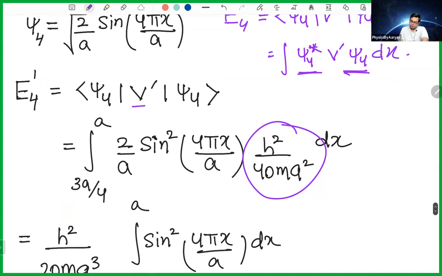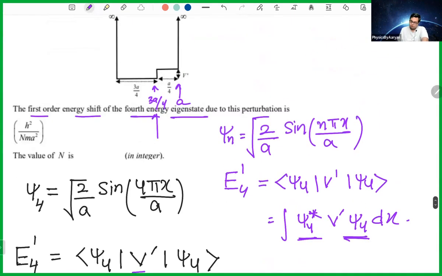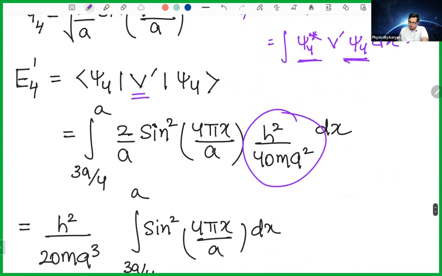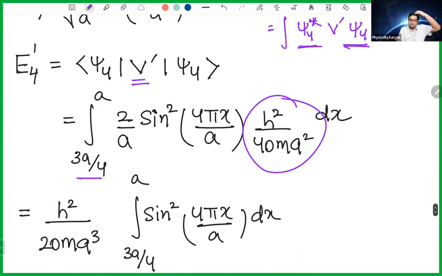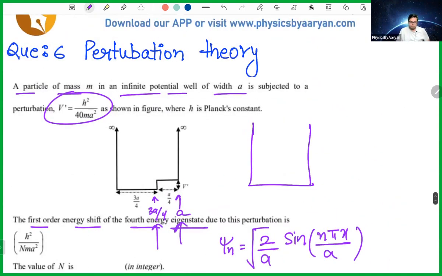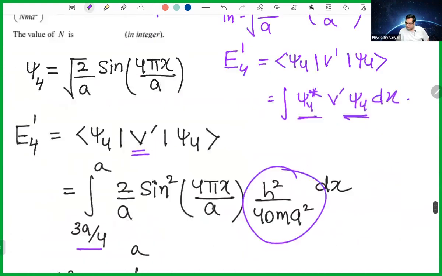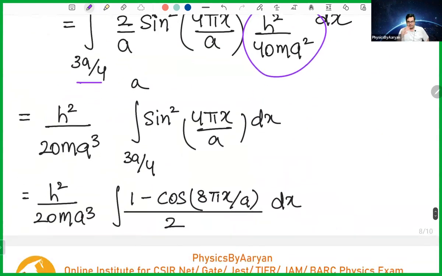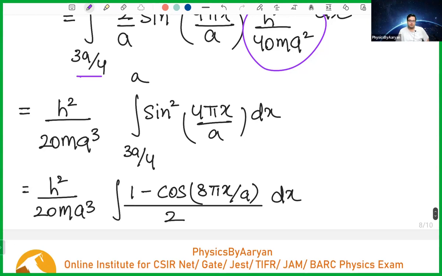Now your perturbation only comes from 3a by 4 to a. So your integration should only be from 3a by 4 to a, because the perturbation is 0 everywhere else, and it only exists between 3a by 4 to a. So perturbation basically means you have a normal potential well, but in this region you have some extra potential added, right? We have done many such questions in the lectures. So if you see the lectures given to you, you will find this question to be very easy.